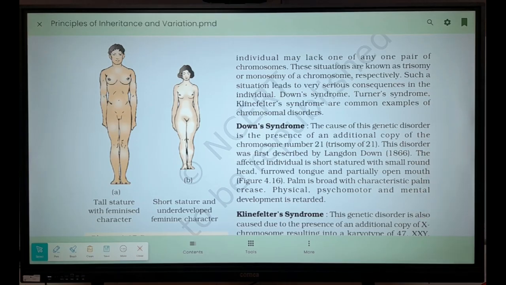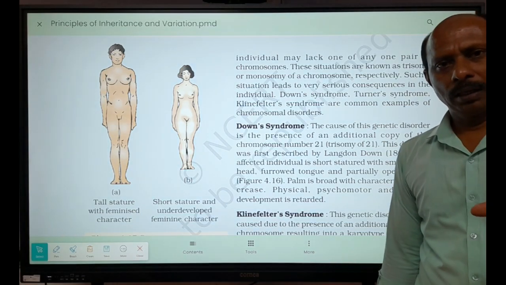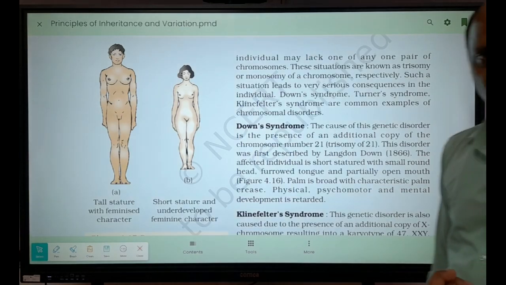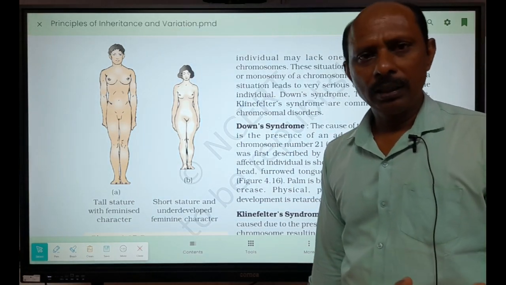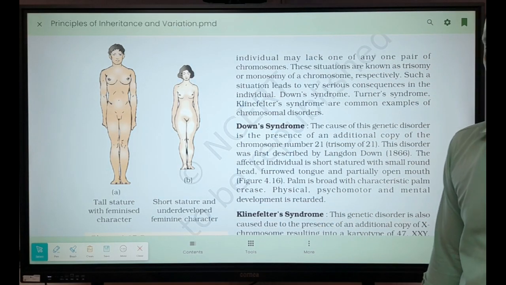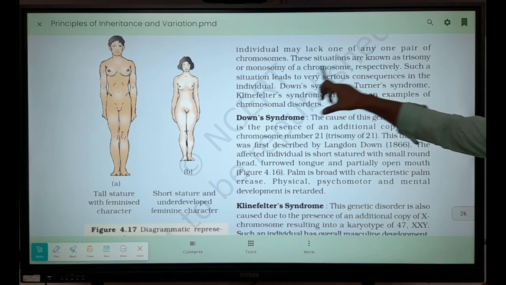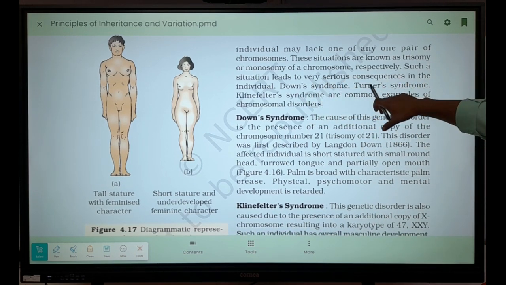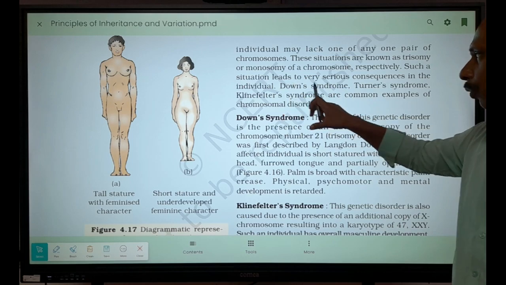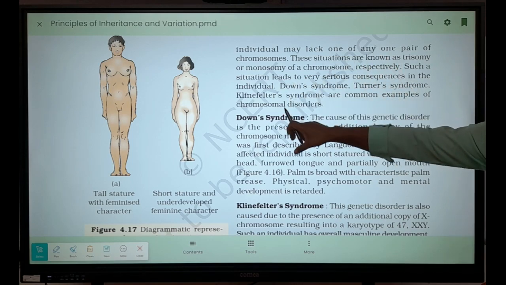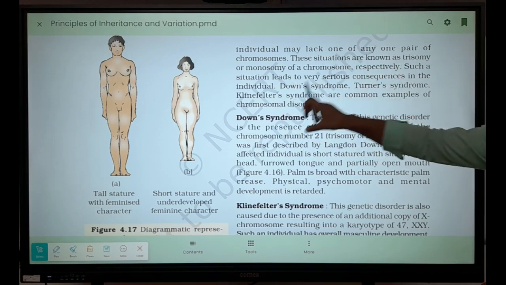As for example, for trisomy, Klinefelter syndrome and Down syndrome represent trisomy. A monosomy example is Turner syndrome. Such a situation leads to very serious consequences in the individual. Down syndrome, Turner syndrome, Klinefelter syndrome are common examples of chromosomal disorders.